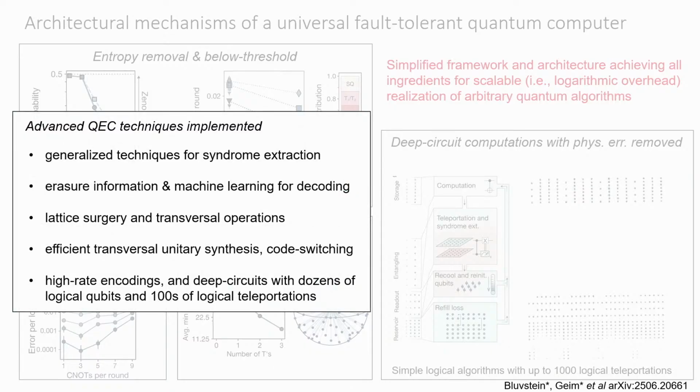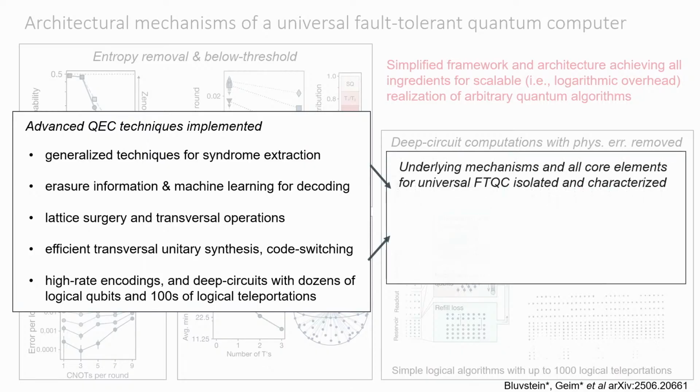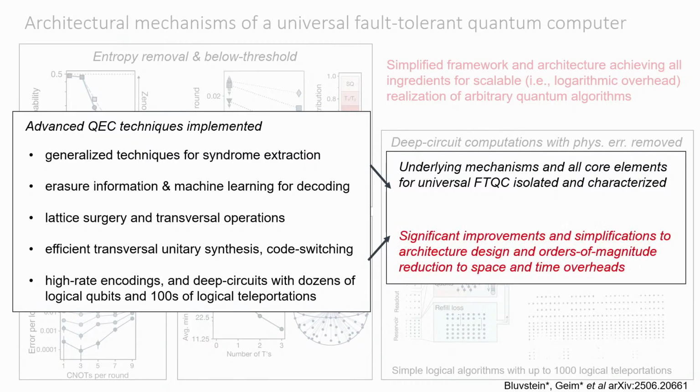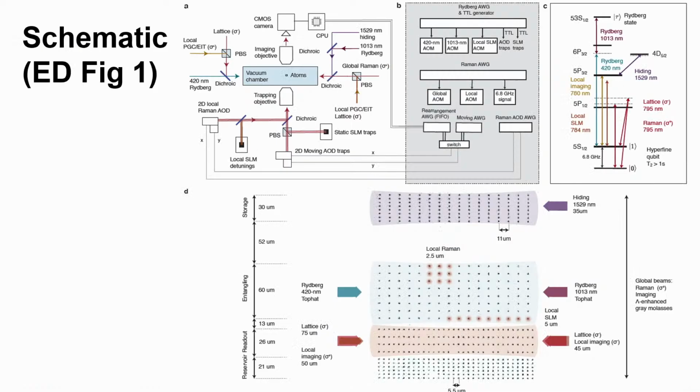And here we studied in this paper also in the methods, generalized techniques for syndrome extraction, erasure information and machine learning, lattice surgery, and transversal operations, unitary synthesis and code switching, as well as high-rate encodings, where we also did, for these deep circuit experiments, we used 1664 codes. It's a very broad range of things. But the thing that was so useful about that is we were able to touch different corners and get a kind of holistic understanding of what things are and are not helpful in this fault-tolerant processor.